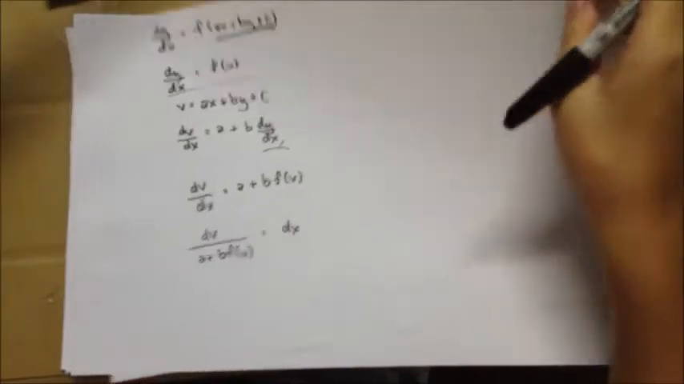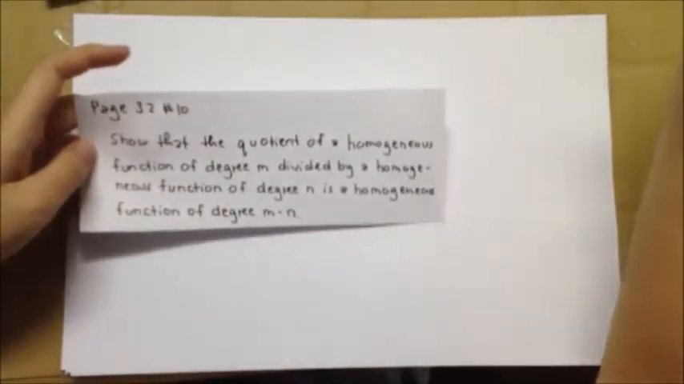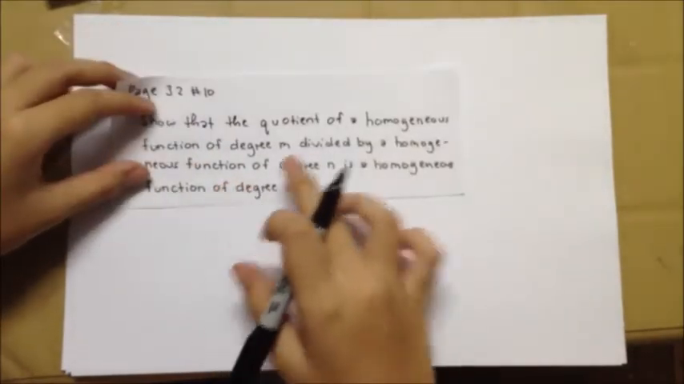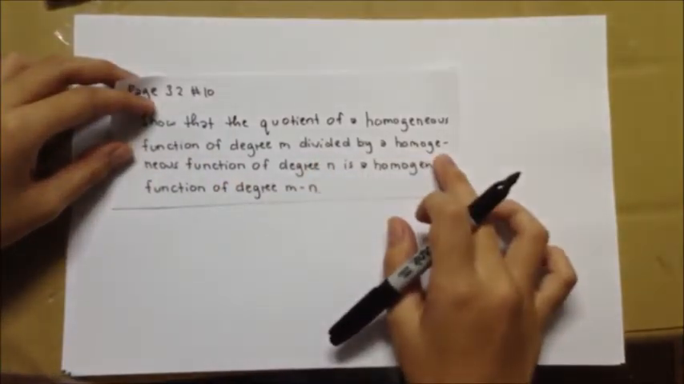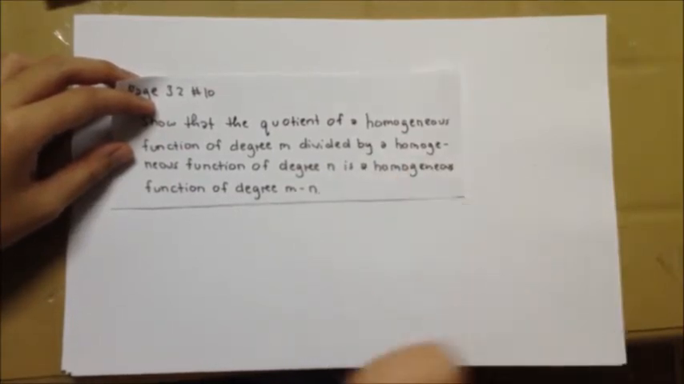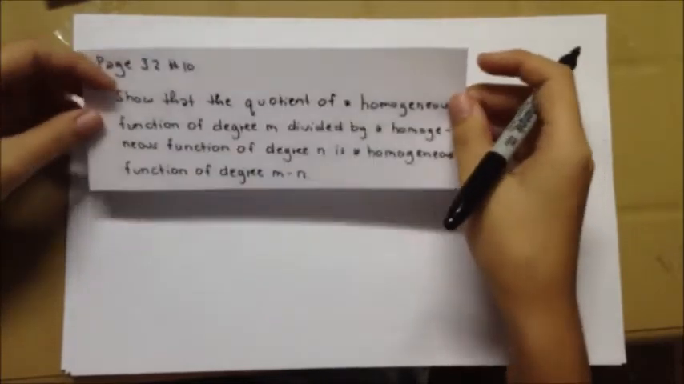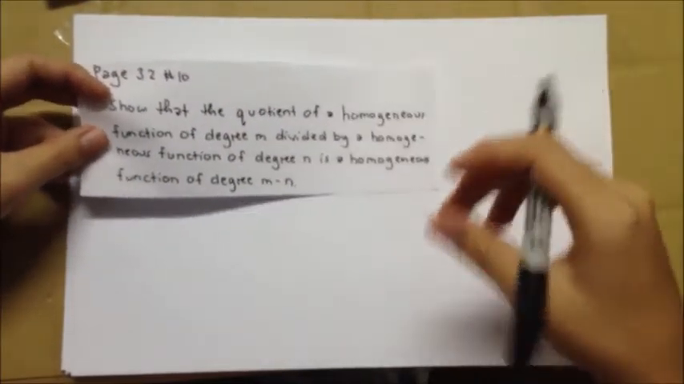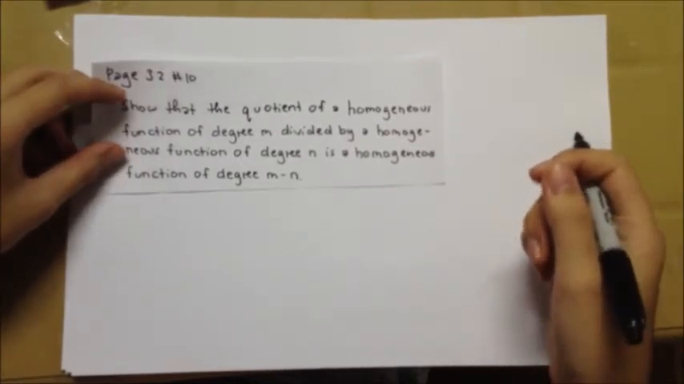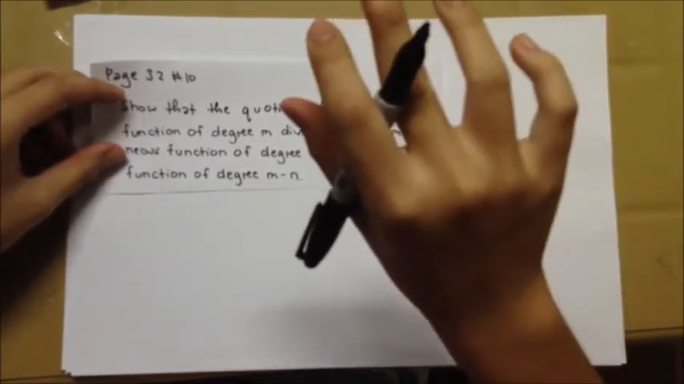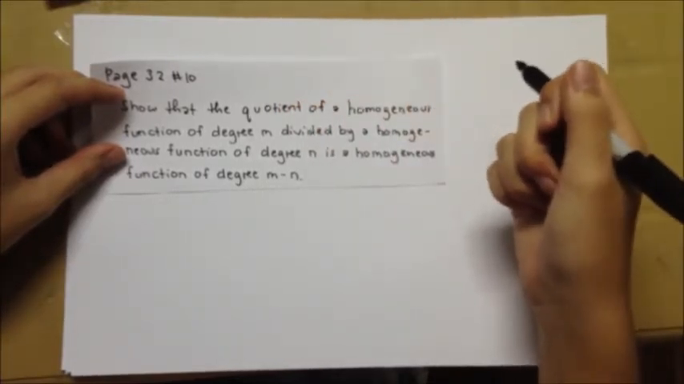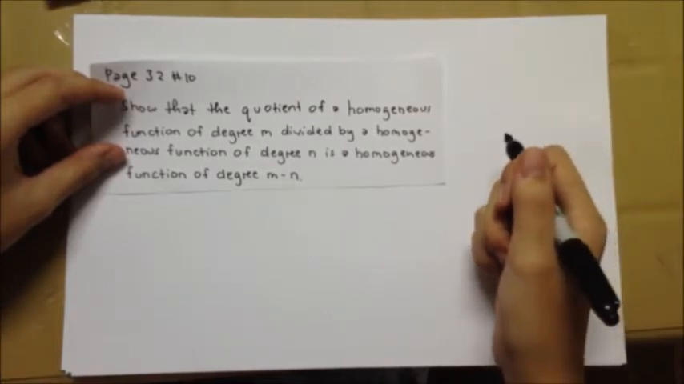Now let's proceed to the second problem. The second problem states that show that the quotient of a homogeneous function of degree m divided by a homogeneous function of degree n is a homogeneous function of degree m minus n. So the problem simply wants us to show that if we are given a homogeneous function which has a degree m, if we are going to divide this with a homogeneous function with degree n, this will result to a homogeneous function that has a degree m minus n.